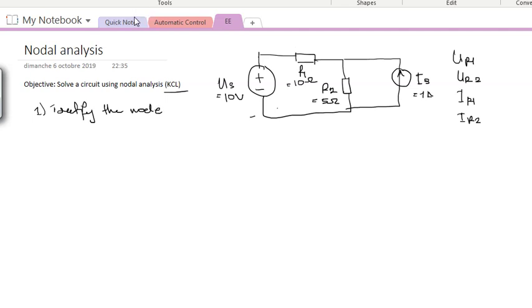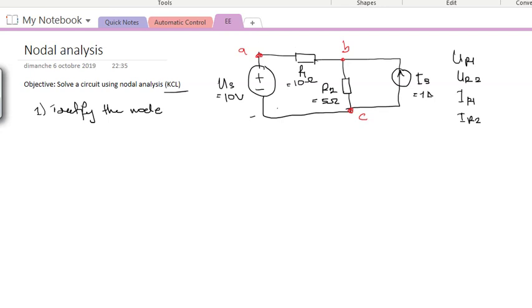How many nodes do we have here? We can see there is one node over here; let's call this node A. Another one is over here, node B. And the final, third one is node C. So there are node A, node B, and node C. So what do we do next?